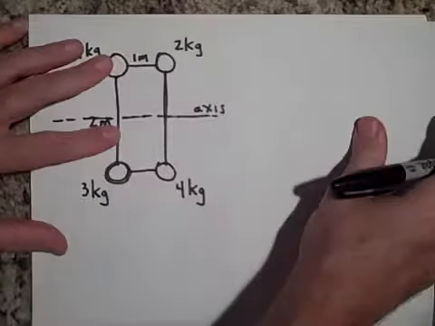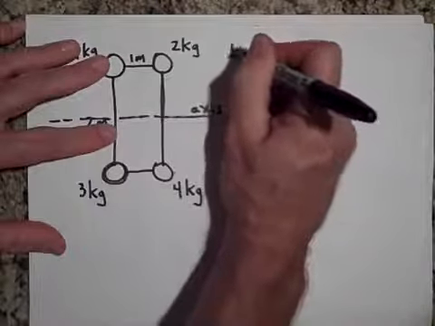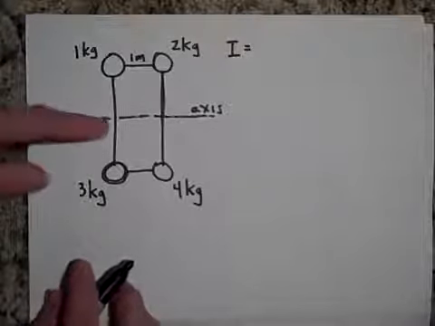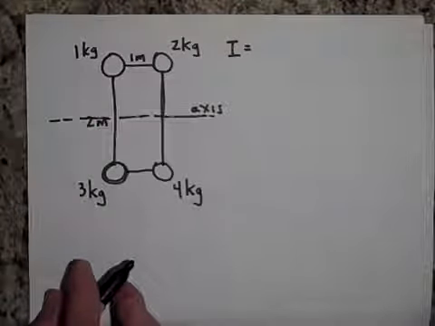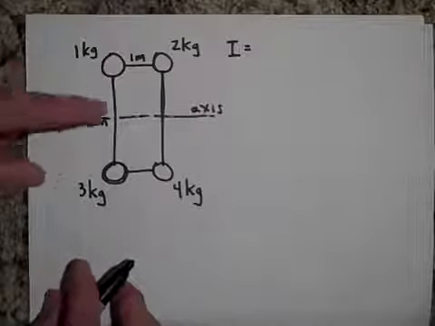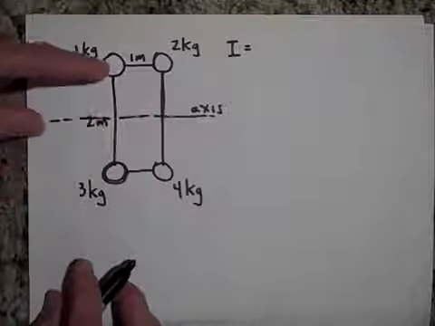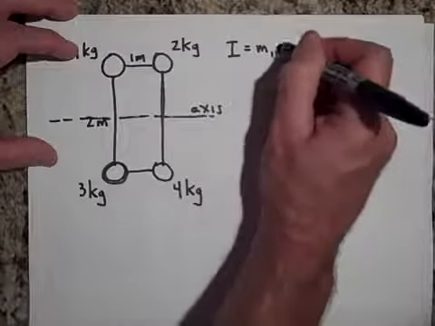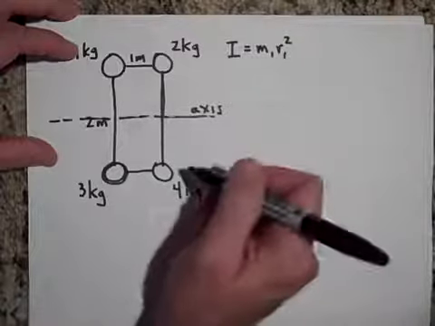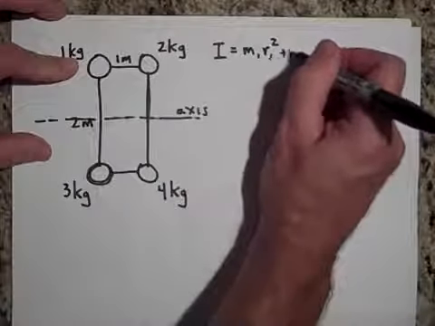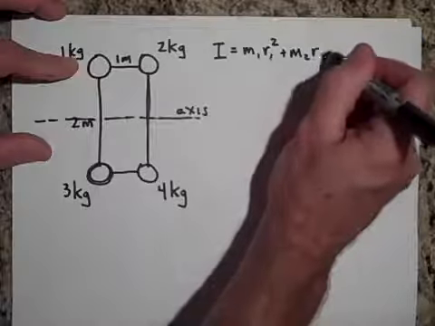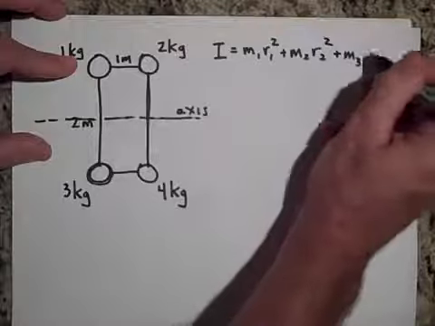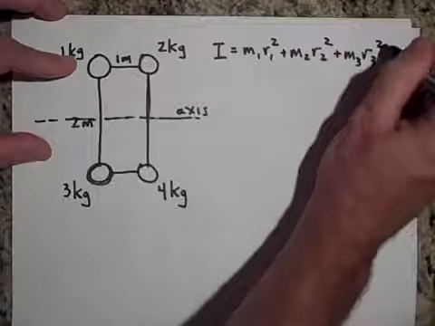Here's the basic, simple equation for I. It doesn't just depend on mass. It depends on how far the mass is from the axis of rotation. In fact, it depends more on how far it is from the axis than on just how much mass it is. Because it'd be M1 times R1, but the R1 gets squared, plus M2 times R2 squared, plus M3 R3 squared, dot, dot, dot, and you do this for however many masses you have.